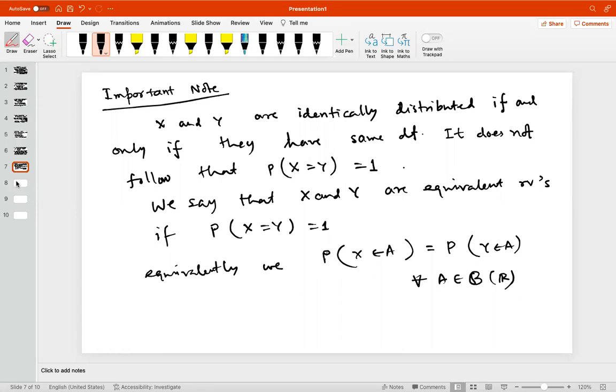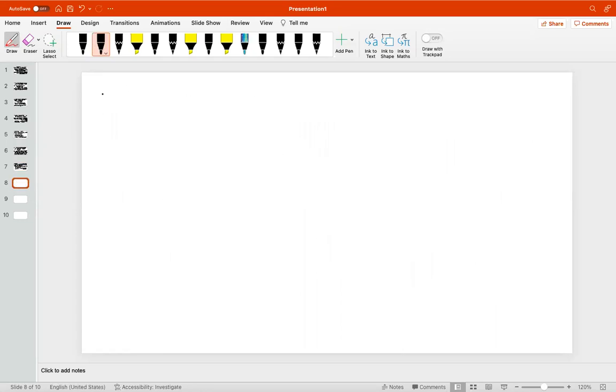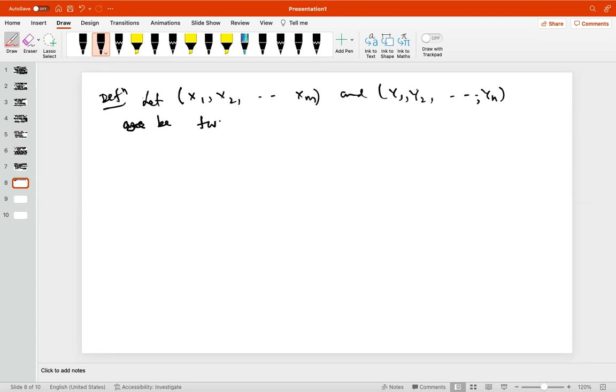Now, another definition is this. Let there be two random vectors, X1, X2, ..., Xm, and another random vector Y1, Y2, ..., Yn. So there are two sets of random variables.